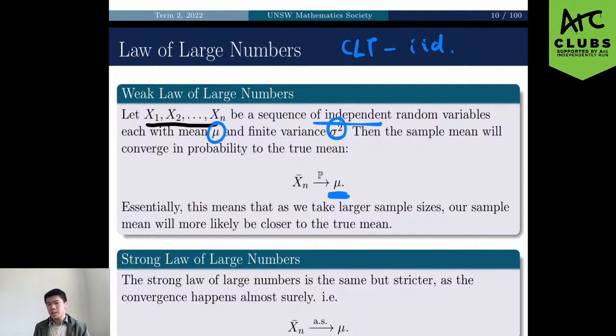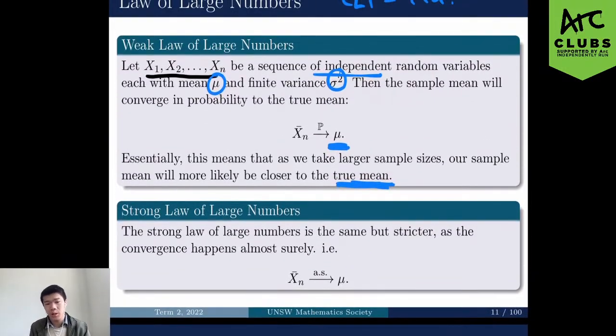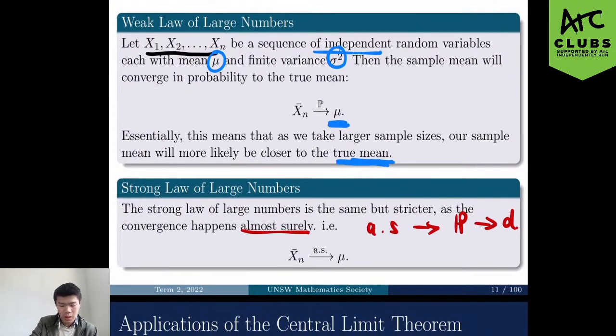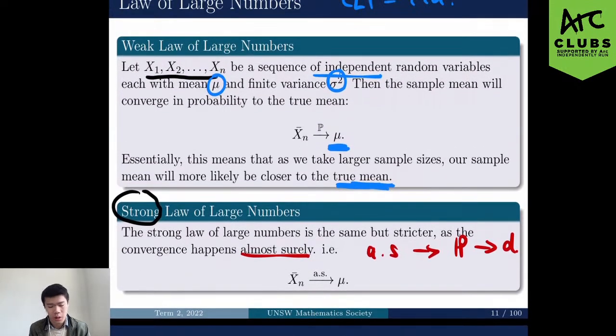Okay? And what that means is that as we take larger sample sizes, as n gets really big, our sample mean will basically more likely be closer to the true mean. The strong law of large numbers is the same, except we have convergence almost surely. And as we talked about before, AS is stronger. So AS is stronger than P, and P is stronger than D. So that's why this is called the strong law of large numbers. Because if you get the strong law of large numbers, you actually get the weak law as well for free. So that's our two laws of large numbers.